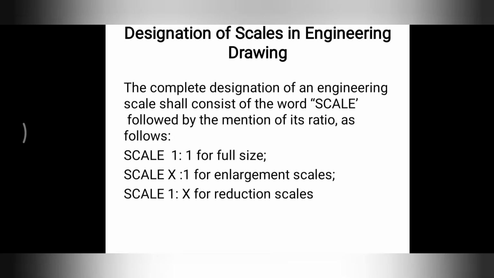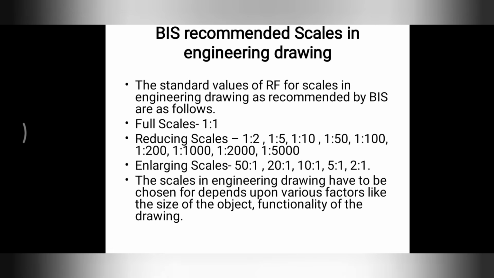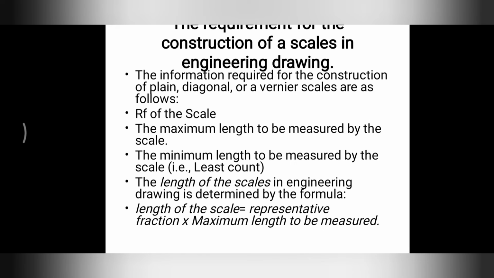The same thing we see in the type of scale. In the case of full scale it is 1:1. For an enlargement scale, the first number is the bigger one, as in 2:1. For a reducing scale, it is 1 to the reducing number. This is recommended in the BIS standard: full scale 1:1, reducing scales 1:2, 1:5, 1:10, and enlargement scales where we write the bigger number first, like 50:1, 20:1.